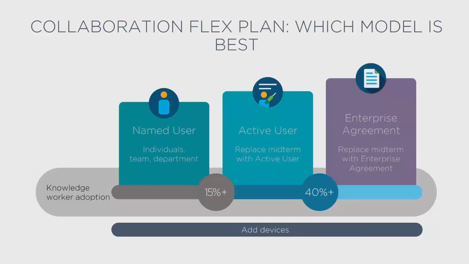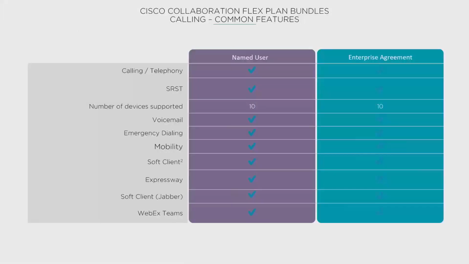So I guess the key ones just to point out on here. These are the common features that are available with named user and enterprise agreement. So this is purely for calling. So you get the calling, obviously the PBX, so that's Call Manager, whether that's on-prem or cloud. You also get a number of devices, up to 10 devices, and that's across both platforms. And you get voicemail. So you don't need to buy a separate license for voicemail. And Webex Teams is included, or Jabber, with both named and enterprise agreement.